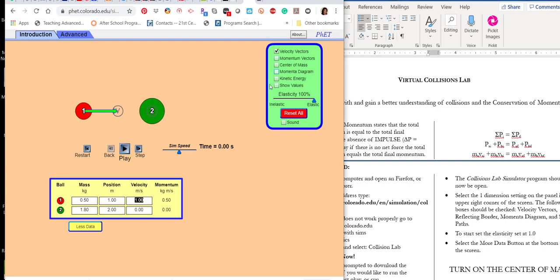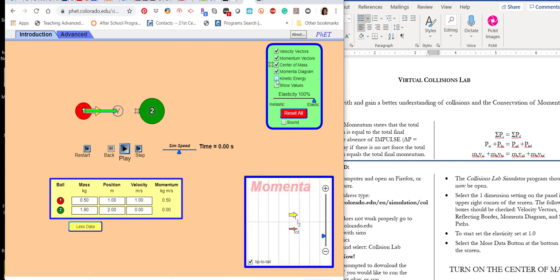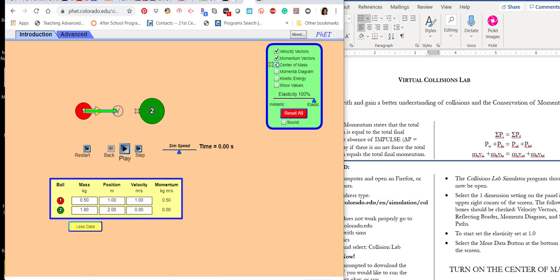Because look over here at this little green legend, we can turn on certain things. I'll talk about all these in just a second, but we're just going to have the velocity vectors on. And just so you'll see, if I put a negative sign, you see how it changed the direction of the velocity vector.